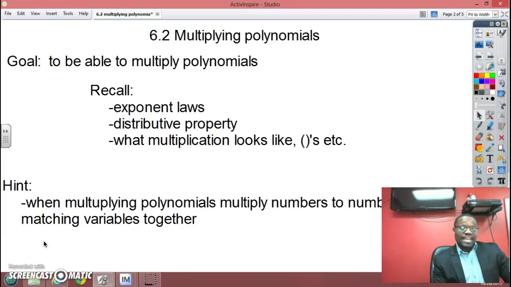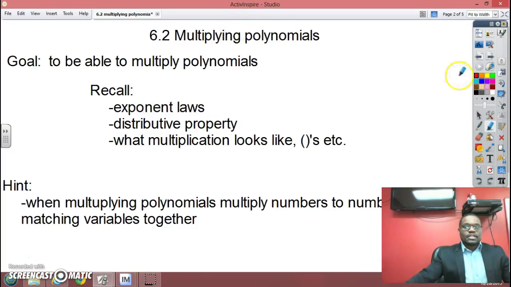Do what you think you can do on them, and then watch me work it out, pausing when something is different than what you have. That's a great way to allow the notes to help you understand what's going on. All right. So what we're going to discuss today is multiplying polynomials.